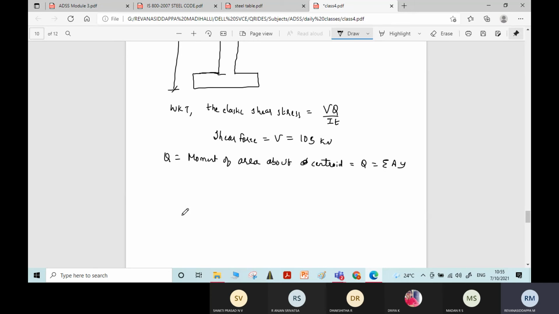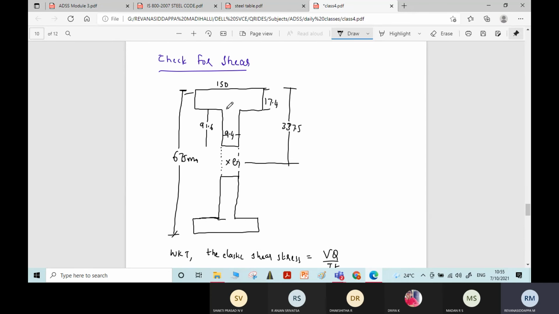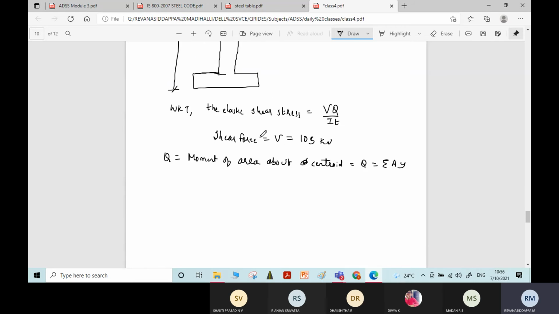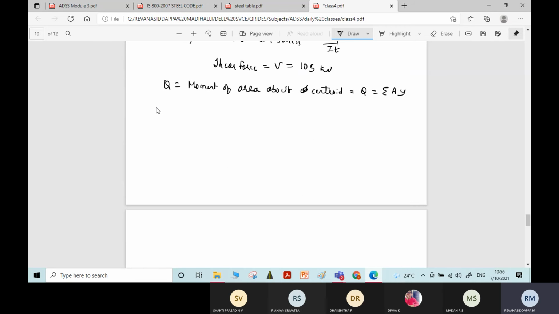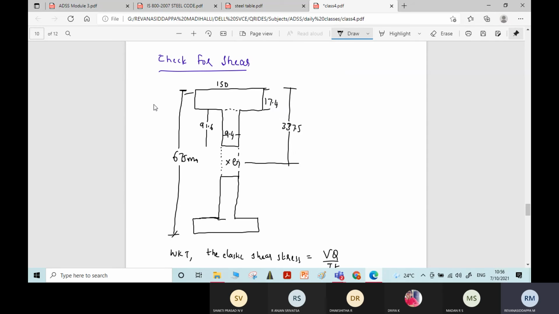Now what you have to do is find the moment of this T section about the centroid. If you divide this T section into two parts, one is the flange section and the other is the web section. First you find the moment of this flange about the centroid. Here moment is given by area into central distance. Area is 150 into 17.4. Therefore Q is equal to sigma AY.